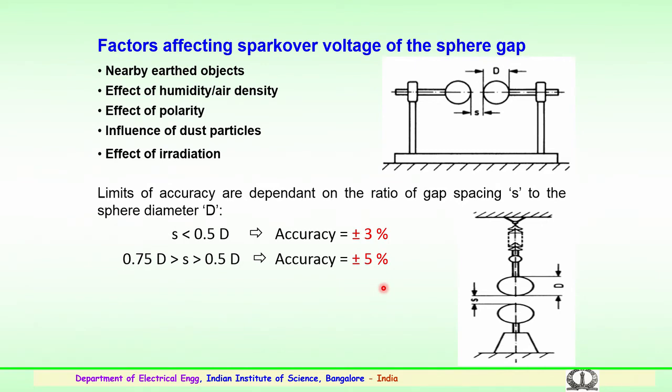This is clearly given in the standard, where it says that above 85% humidity, these readings are prone to errors. So, repeatability could not be achieved. So, it is always recommended to see that the humidity level and the increase in the air density are of importance while using the spear gap assembly.